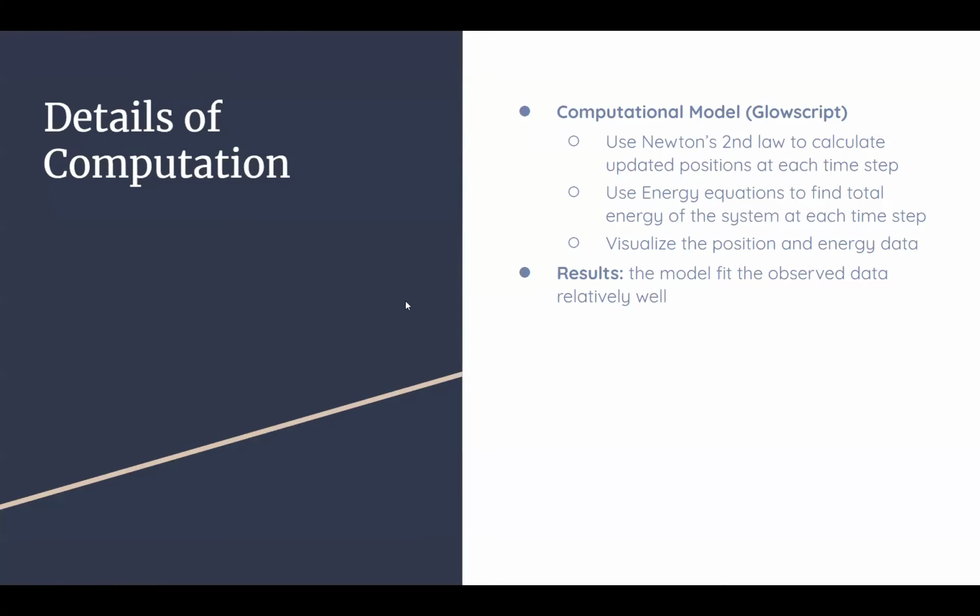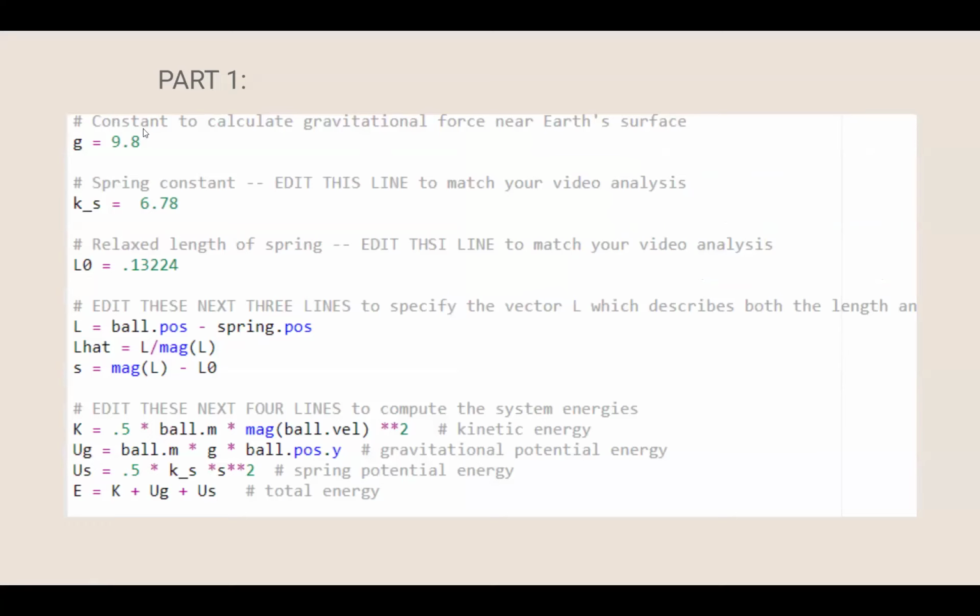So the details of the computational model. Written in Python, it uses Newton's second law to calculate updated positions at each time step and uses energy equations to find the total energy of the system at each time step. It visualizes the position and energy data. Results of the model fit the observed data relatively well. This is part one. This is our gravitational constant, our spring constant, and the relaxed length.